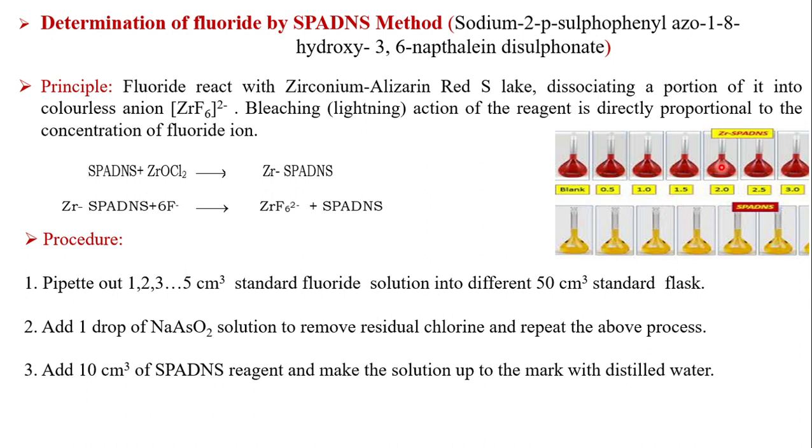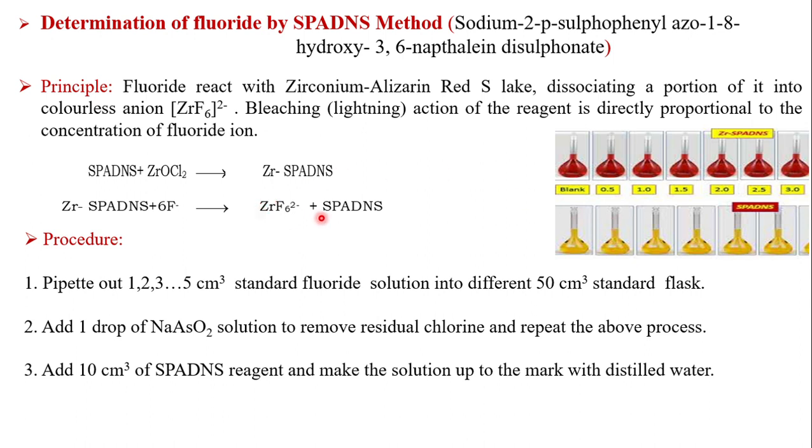Zirconium solution, that is ZrSPADNS solution, will be added. So this is the blank. Now this is 1 ppm solution, 2 ppm solution, 3 ppm, 4 ppm, 5 ppm, like that. Proportionate to the amount of fluoride present, the bleaching will take place, resulting in the opposite color, a yellow color solution.